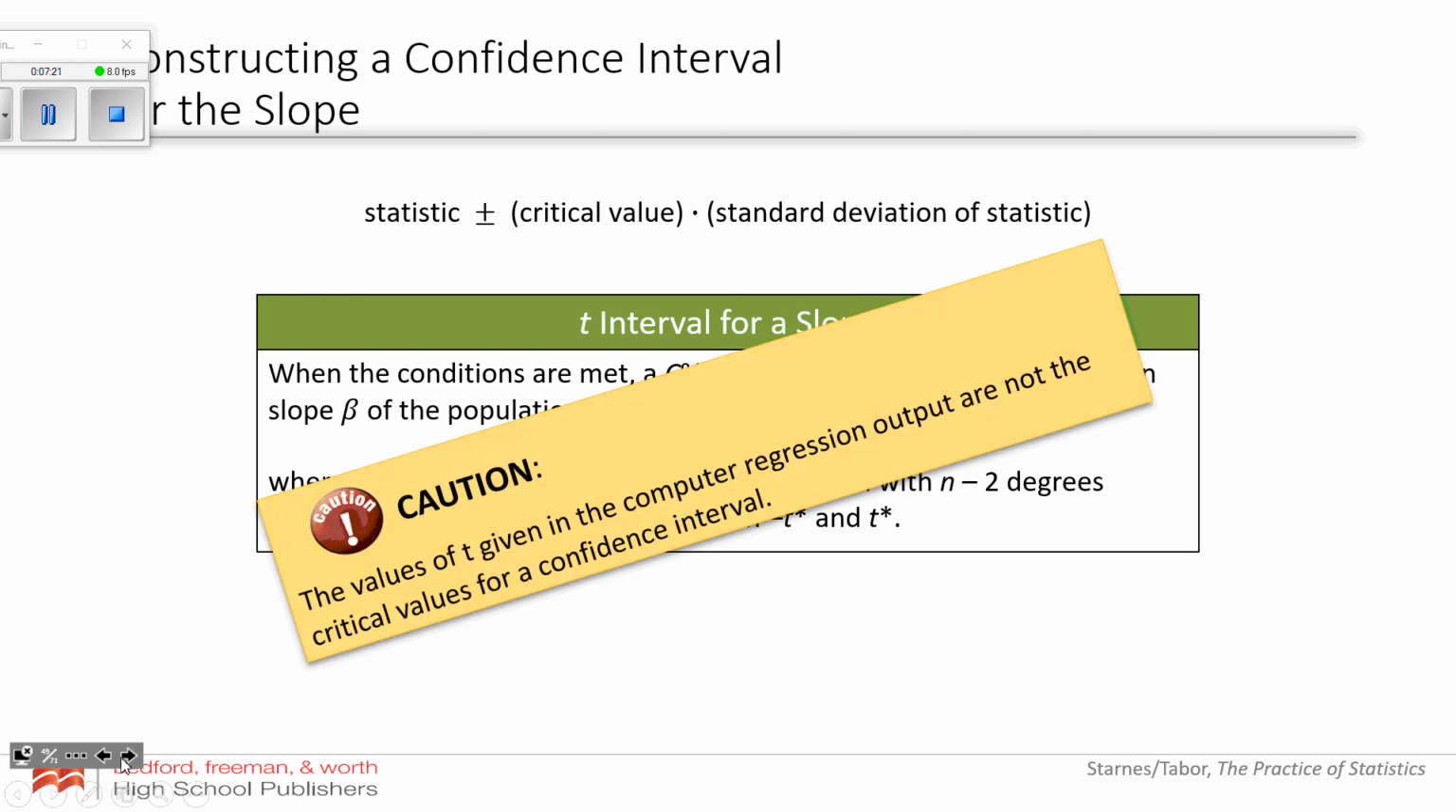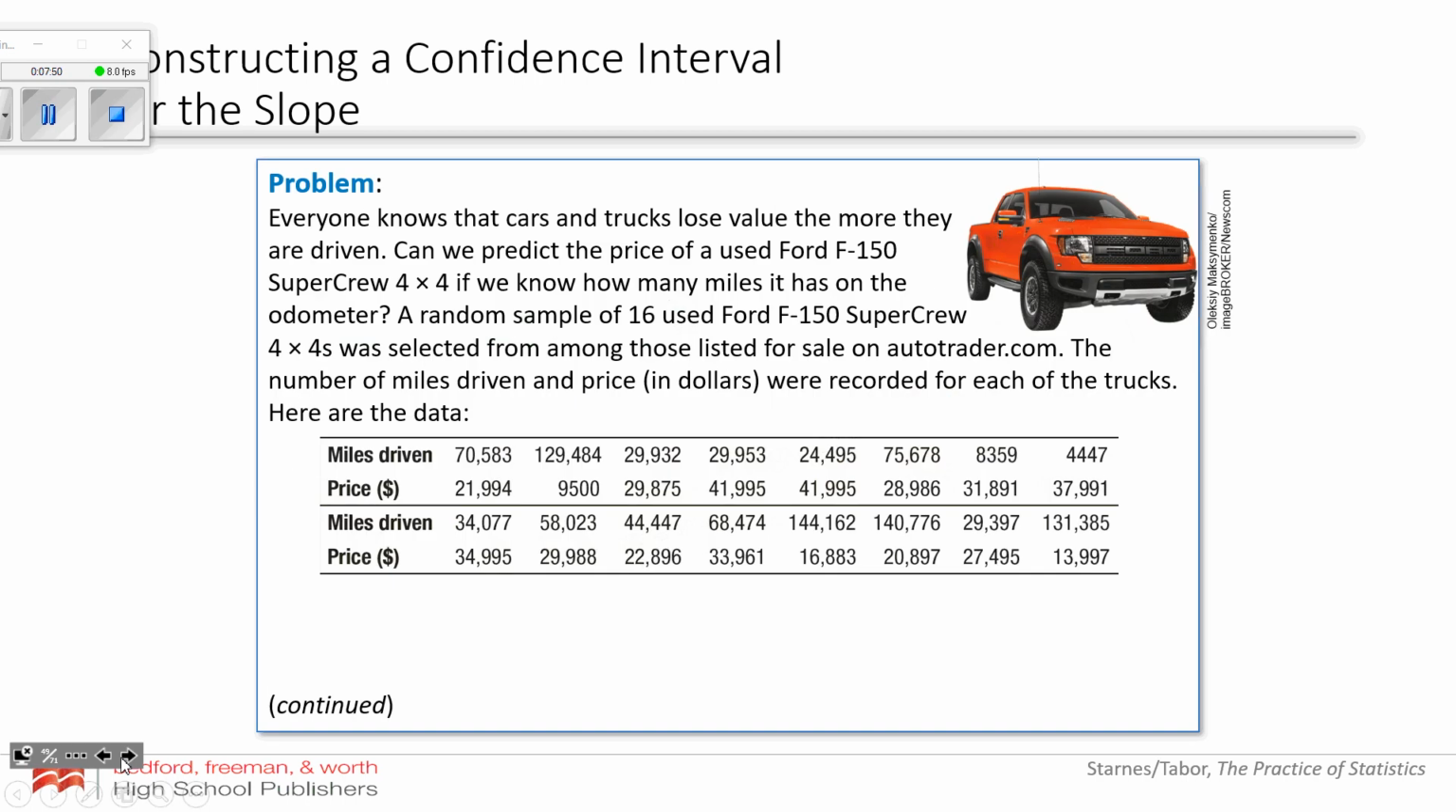All right. So if you think back to last time, we looked at that computer output, and I'll show you in a second what I mean. There's a t value given in that computer output that's not your t star. That's the test statistic, the t test statistic, if you were to do a hypothesis test. And remember, our t test statistic and the corresponding t star for a confidence interval are two totally different numbers, never going to be the same. All right, so let's look at an example problem.